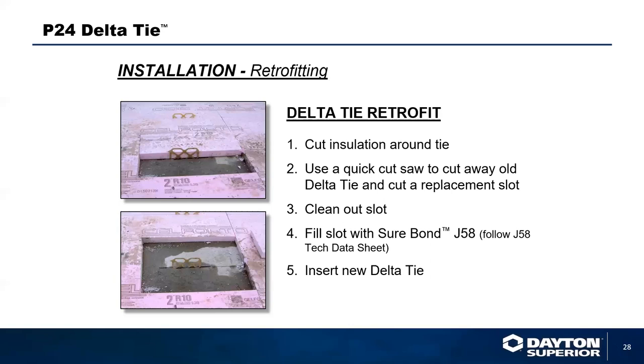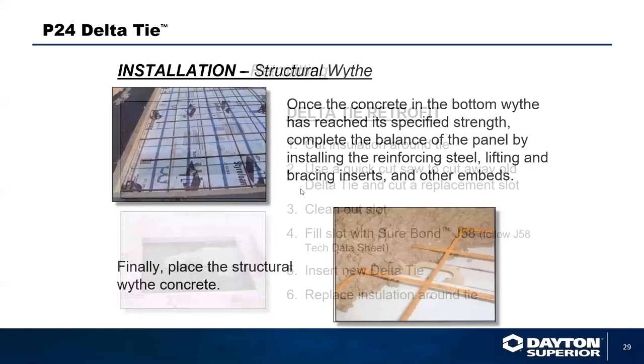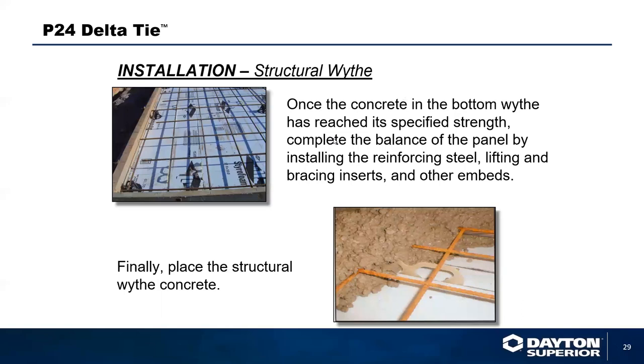Then you install the new delta tie, put the insulation back over the top, back where you cut it out from, and then place your rebar on top. Placing the rebar on top of the insulation, I always recommend using a chair with a sand base. This has a wide base. You do not want to use the delta tie as a bar support.